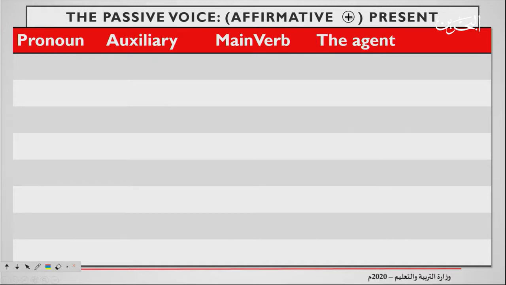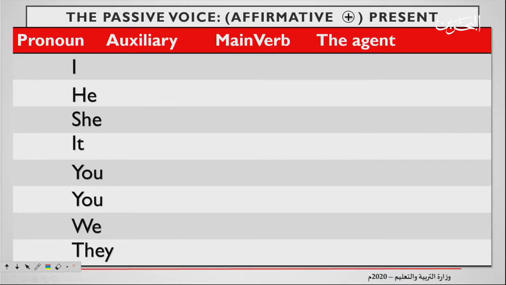Let's begin with the present. We have pronoun, auxiliary, main verb, and the agent. The first pronoun is I. What comes after I? He, then she, then it, then you. We have another you. We and they.